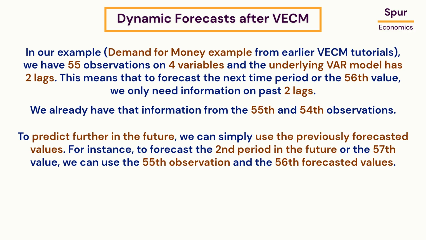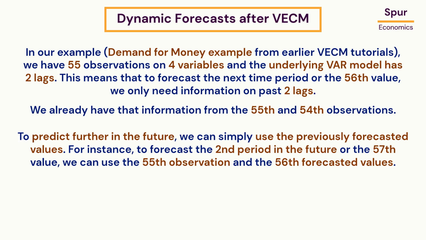In our example, we have 55 observations on 4 variables and the underlying VAR model has 2 lags. This means that to forecast the next time period or the 56th value, we only need information on the past 2 lags. We already have that information from the 55th and 54th observations. To predict further in the future, we can simply use the previously forecasted values.